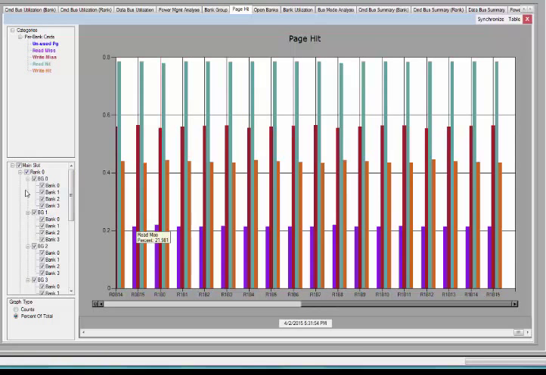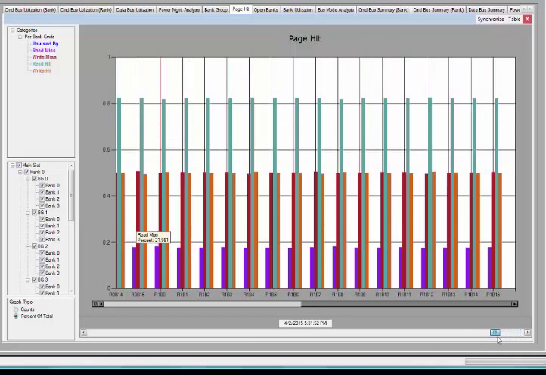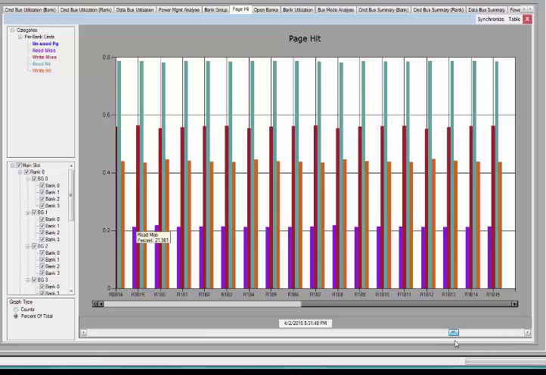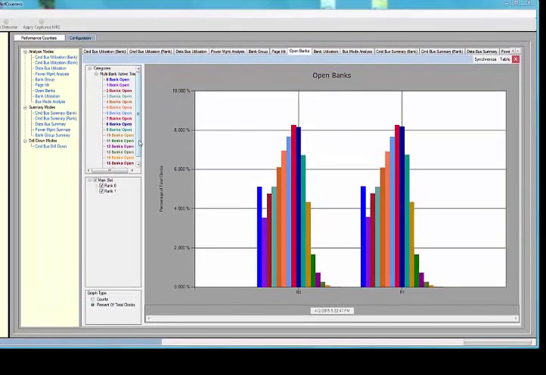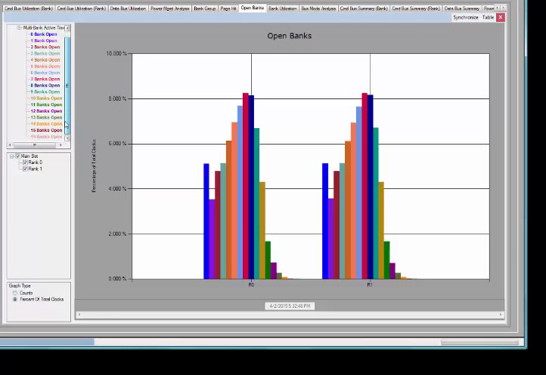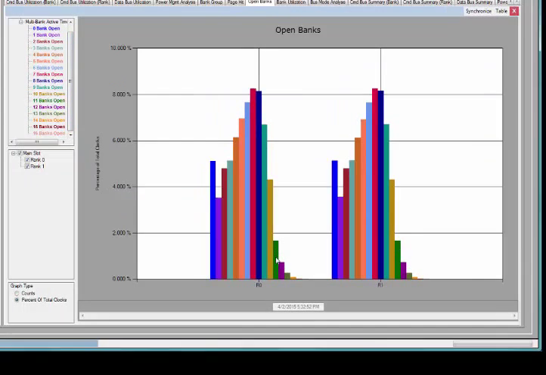A miss is a read or write access that needed to have the page open prior to the access. Therefore, it is preceded by an activate command. Unused is where the memory controller opened a page then closed it, but there was no intervening read or write access. DDR Detective also comes with an open banks mode to track how many banks are open simultaneously and for how long per second for every single bank that is being examined.